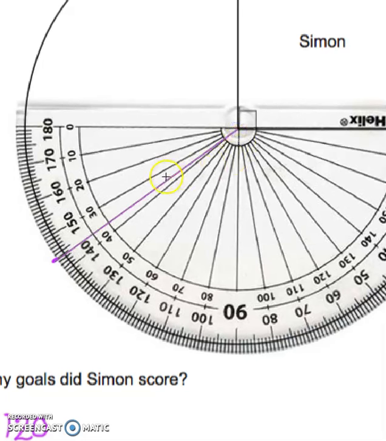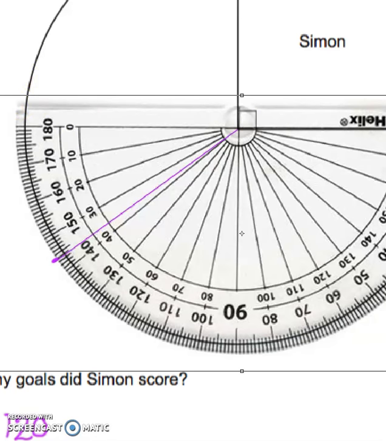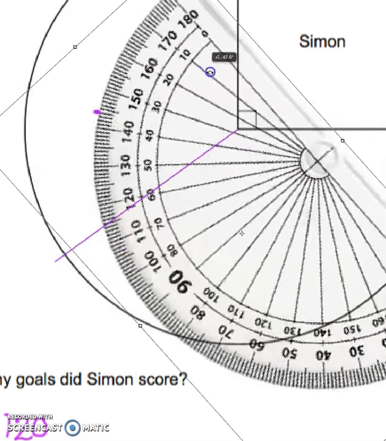And I may well have just drawn on the protractor. Not sure, I don't think I have. Let's have a look. So that should be okay, and then we should be able to move the protractor around without having the line move. Let's have a look. We rotate the protractor. Yeah, that's all good.